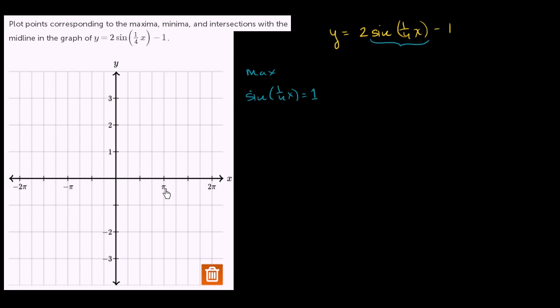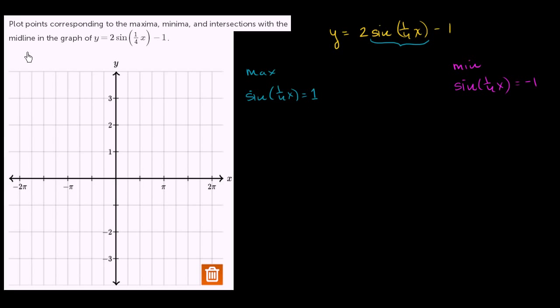Now what about minimum points? Well, we're dealing with minimum points whenever the minimum value that the sine function can take on is -1. So minimum points whenever sine of 1/4 x hits the minimum value that the sine function can take on, the point -1. And of course, when it hits this point, we're then going to multiply it times this 2. So the maximum value of this part of the expression is going to be 2 times 1. The maximum value of the whole function is going to be 2 times 1 minus 1. The minimum value is going to be 2 times -1 minus 1. But we'll get to that.